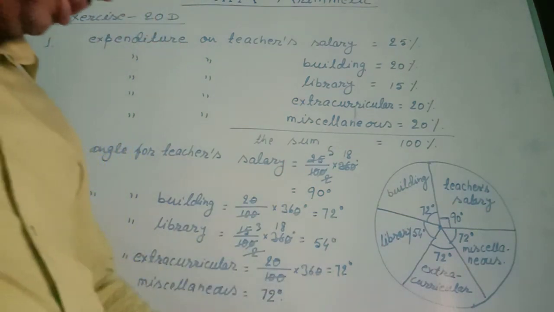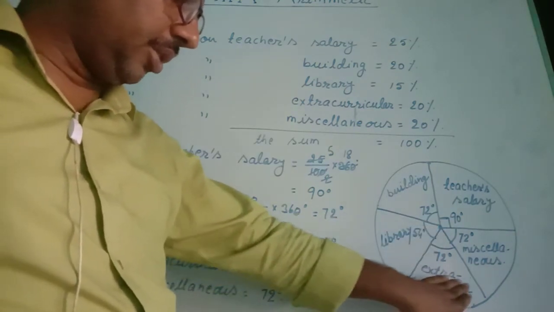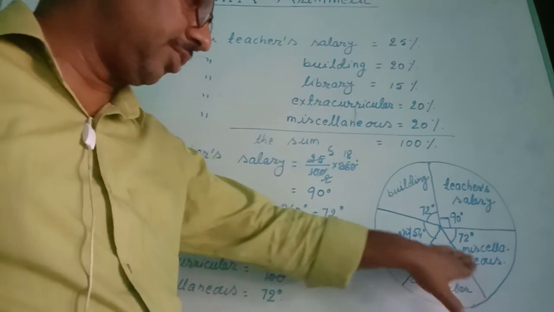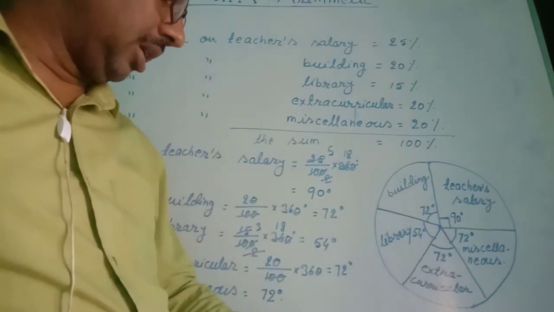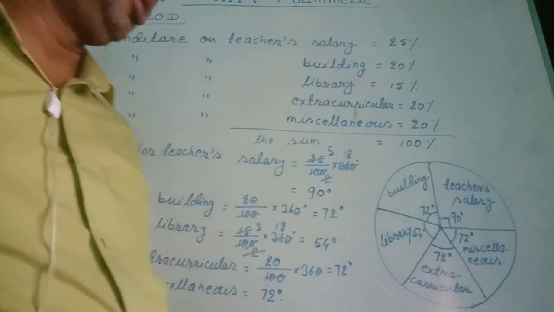Next is 72 degrees. Now I will use this as the baseline. We will keep the protractor here. The measurement of the angle will come in this direction. Suppose here is 72 degrees. From here I joined this line to the center, and the last is 72 degrees. For the last, no need to measure. How much is left? That will be 72 degrees.